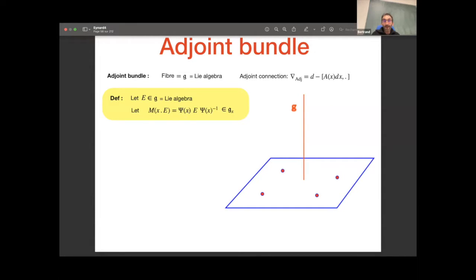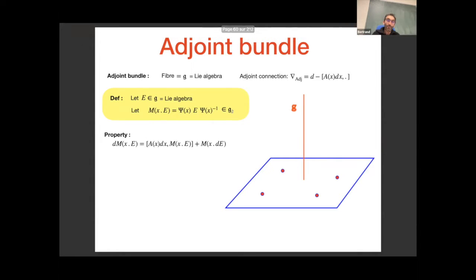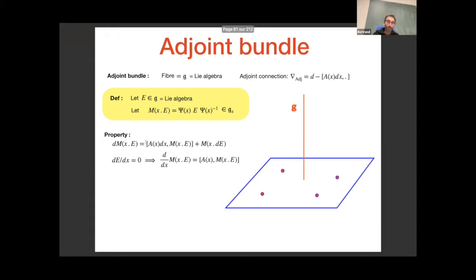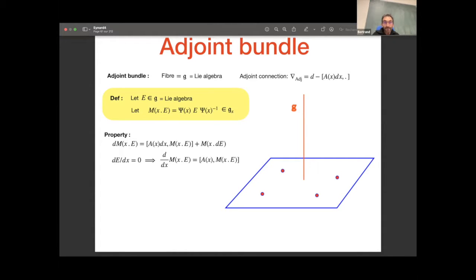Which is basically ψ E ψ inverse. And this is an element of a fiber of the bundle above the point x. And let us compute its derivative, the derivative of M with respect to x. It's very easy to derive this formula, it's a two-line computation. And just observe that if E is constant, if E does not depend on x, so if d over dx of E equals 0, then this implies that M satisfies this equation, which is really the same thing as writing that the nabla of M is 0. So M is a flat section of the adjoint bundle. And so, in fact, every flat section of the adjoint bundle is an M(x, E) with E fixed.